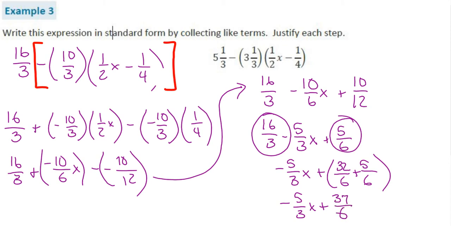And if your test tells you to go ahead and write these as a mixed number, let's go ahead and practice that. We should get a negative 5/3 x plus 6 goes into 37 6 times with 1 left over, so it's 6 1/6. All right, fantastic job so far, guys. I'm going to leave that up for about 60 seconds and give you an opportunity to write that down because I know it's a lot of information.